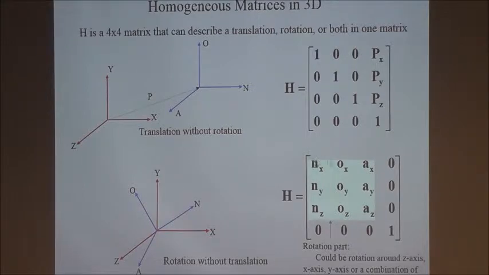Now here you have only rotation and no translation. You have these unit vectors: the x component of the three unit vectors n, o, and a, the y component, and the z component. This is the general representation of a rotation matrix.